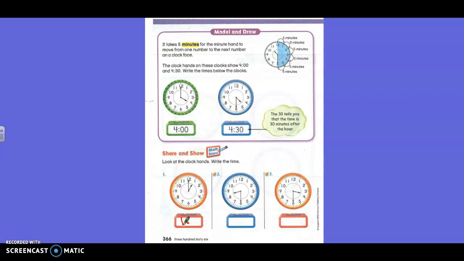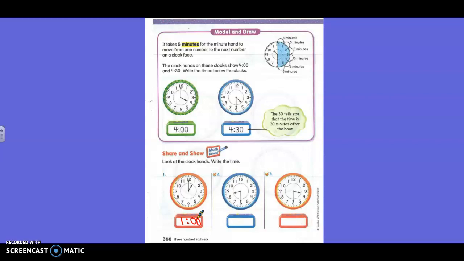Where is the big hand pointing now, Grayson? 12. The 12, which is 0, right? So you're making 2 zeros. 0, 0. 12 o'clock or 1 o'clock. Okay. Now let's look at number 2.